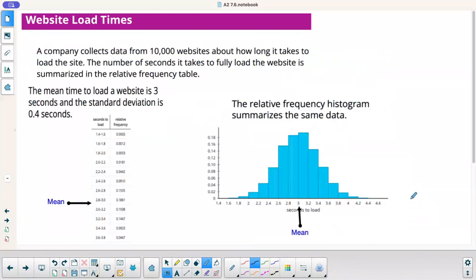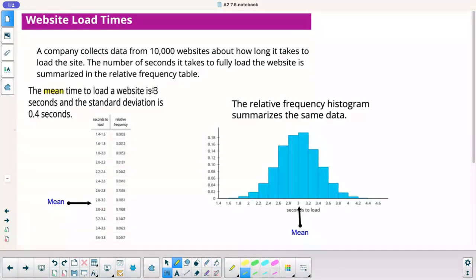All right, next thing here. A company collects data from 10,000 websites about how long it takes to load the site. The number of seconds it takes to fully load the website is summarized in the relative frequency table. And then the relative frequency table summarizes it to the histogram. So these are kind of the same thing. This is actually a little bit better because sometimes it's hard to see exactly how high these are. But my mean is 3 for both of these. So this right here is my mean. And then the standard deviation is 0.4 seconds, okay?